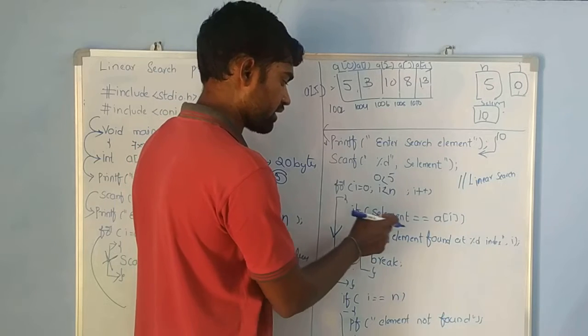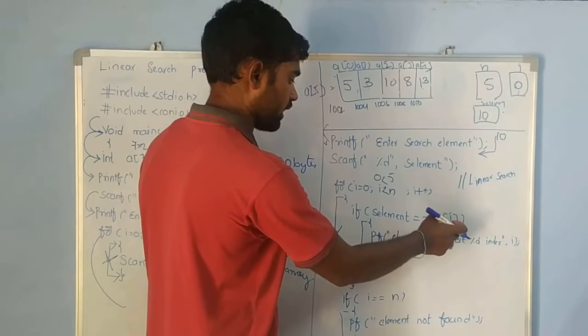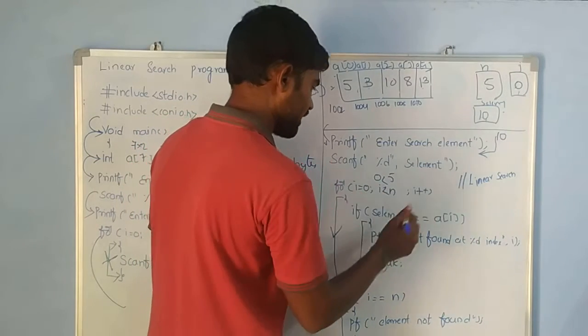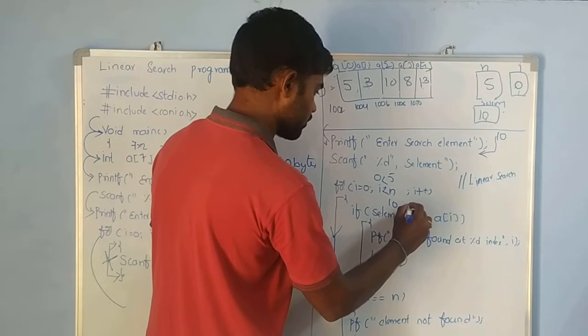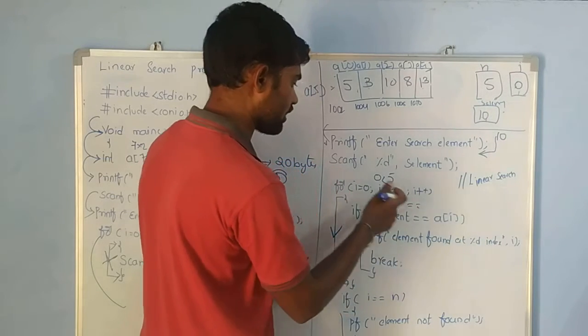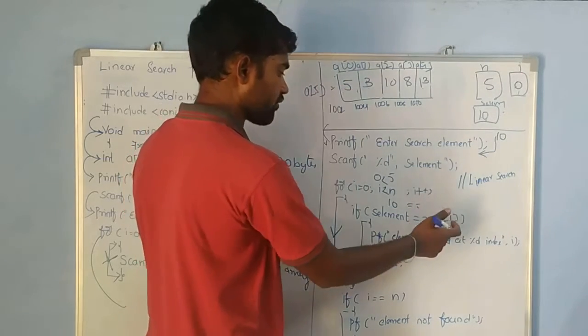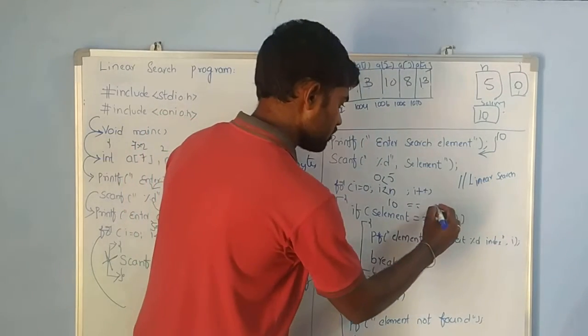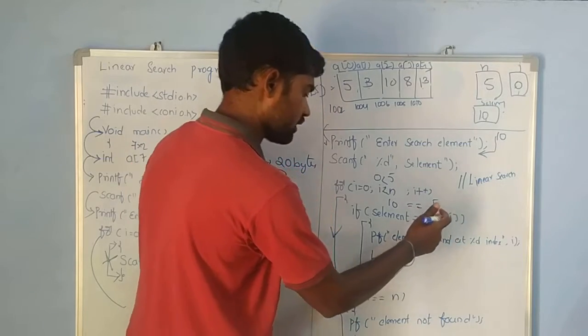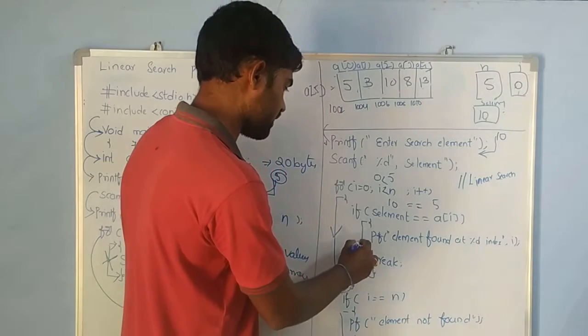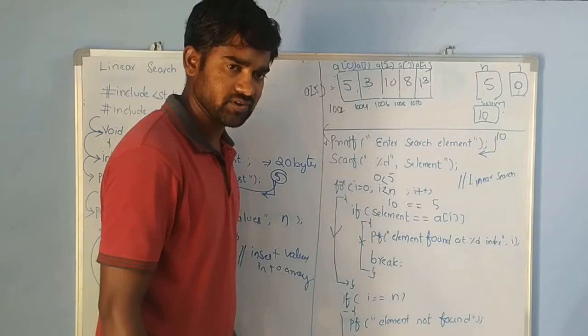So here, if S element equal to A of I. S element is equal to 10, and A of I with I equal to 0 is A of 0, whose value is 5. Now, 10 is equal to 5? Definitely the condition will be false.